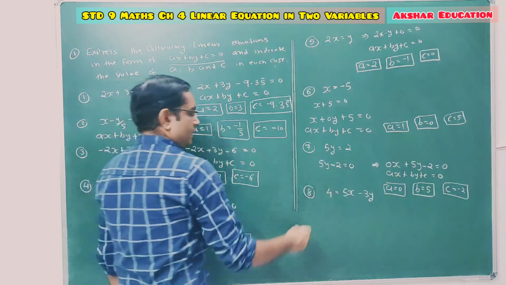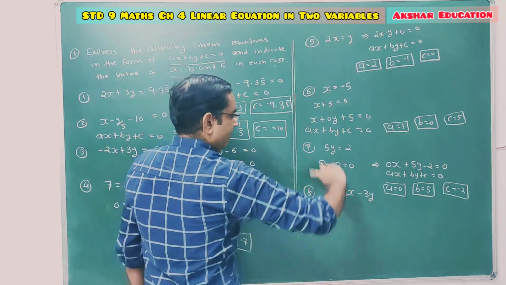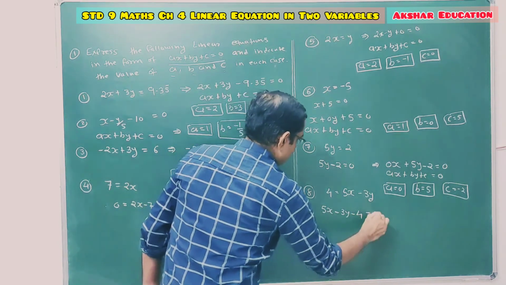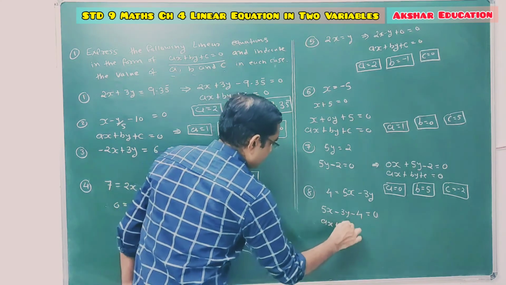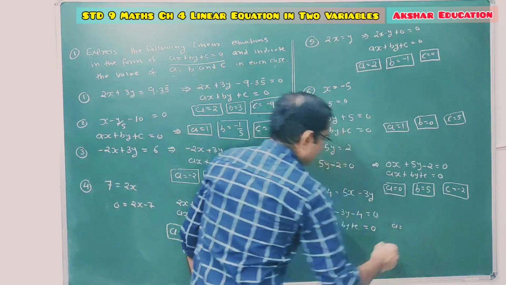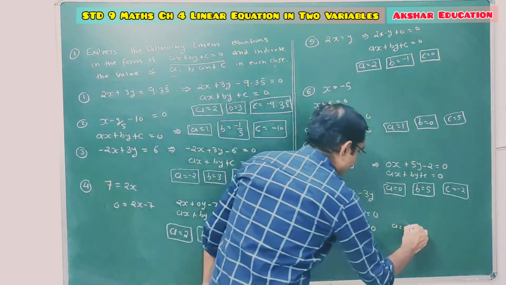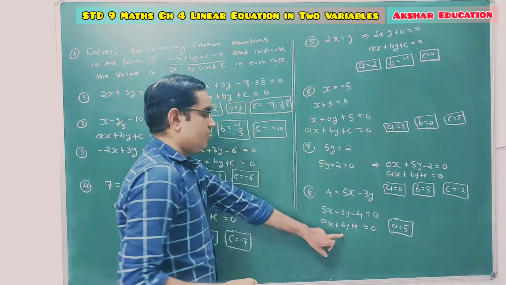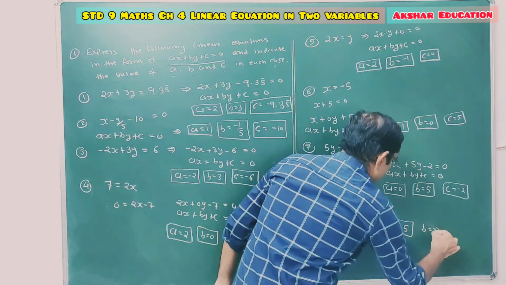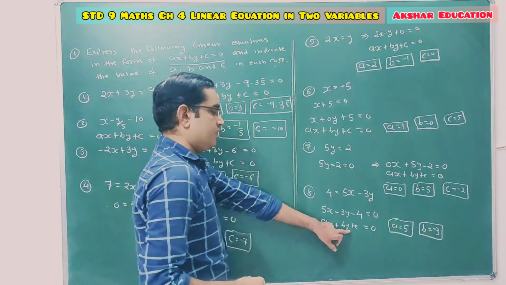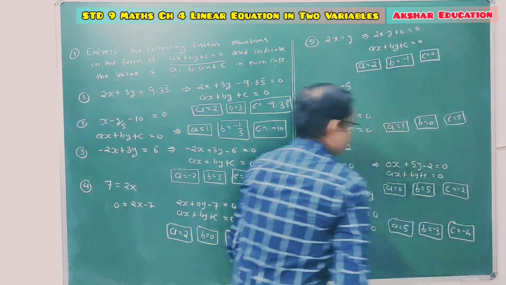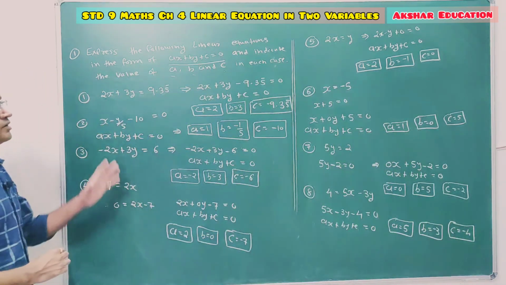Clear? Now the last sum. It's 5x minus 3y, and we take 4 to the left hand side, so we get 5x minus 3y minus 4 equal to 0. Compare it with ax plus by plus c equal to 0. We get a as the coefficient of x, so a equal to 5. B, the coefficient of y, is minus 3, so b equal to minus 3, and c is the constant term, which is minus 4, so c equal to minus 4. Done.